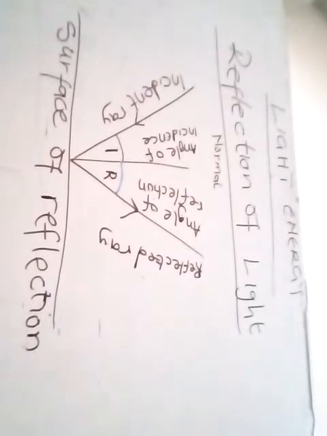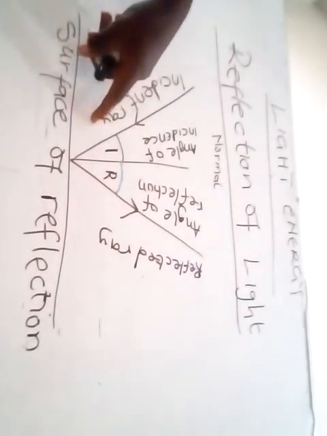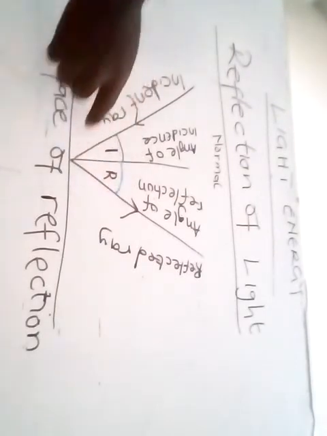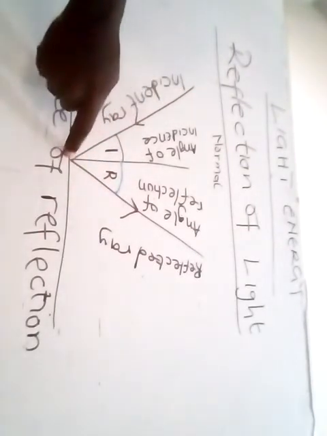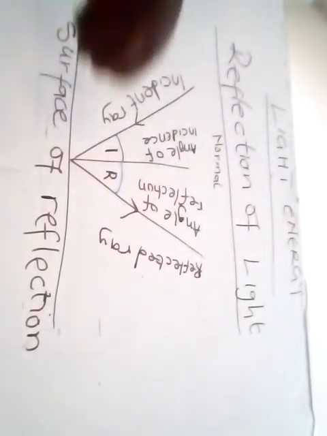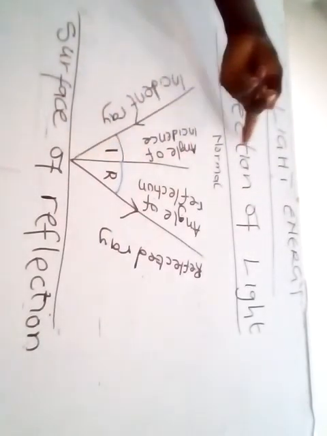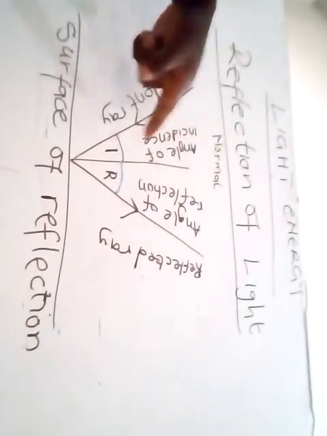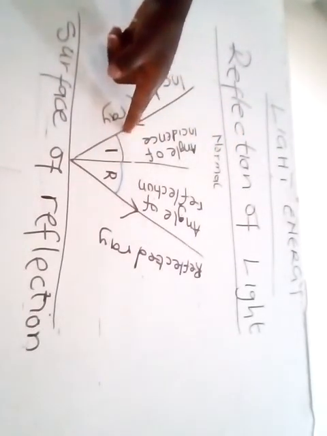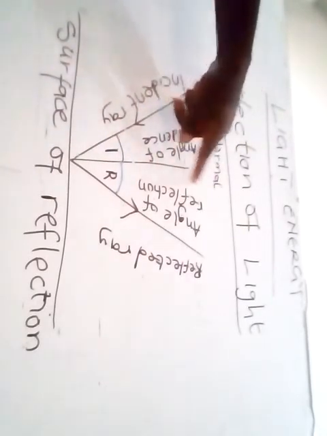So this is a diagram of a reflection of light. When light is coming from this side, we call it what? Incident ray. A ray is coming from here, incident ray. And then this is the surface of reflection. So it will bounce and hit this surface, and then it would reflect. That line is called what? Reflected ray. And then this straight line is called normal. And then the angle here is called the angle of incidence. And then the angle here, R, is called the angle of what?